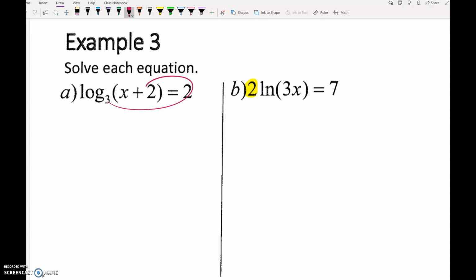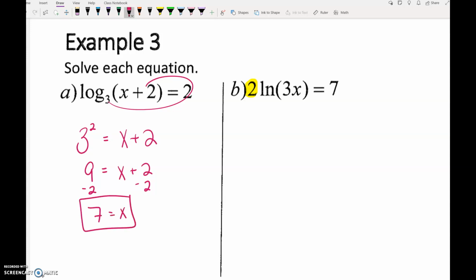This is 3 squared equals x plus 2. 3 squared we can do in our calculator, and then finish solving. So x equals 7.